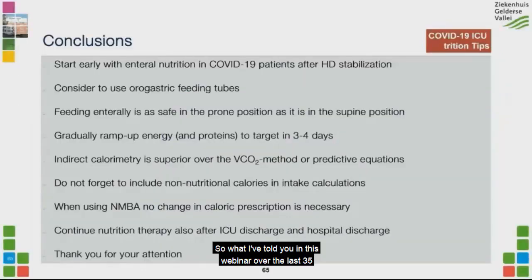So what I've told you in this webinar over the last 35 minutes, I think we have to start early with enteral nutrition in COVID-19 ICU patients, but after hemodynamic stabilization. It's not necessary to stop the vasopressors first, but when you use the checklist I've provided, you can start early enteral nutrition within 24 hours safely.